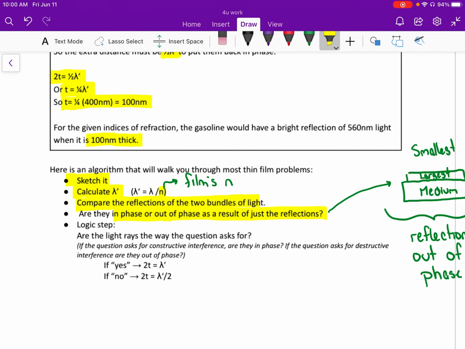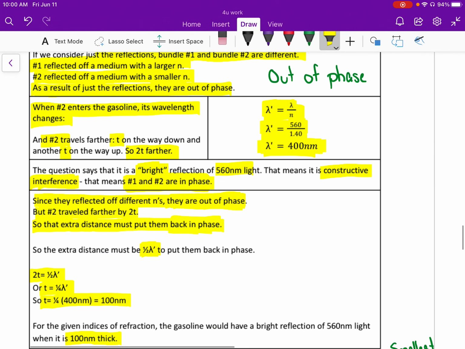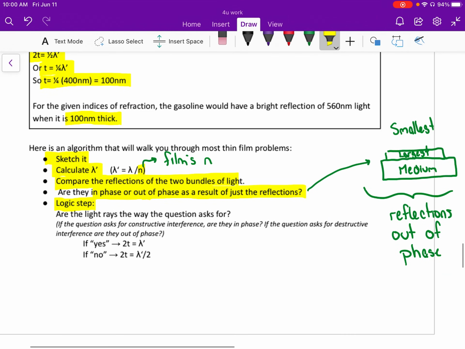The last step in our algorithm, I'm calling it a logic step: are the light rays the way the question asked for? So after you look at the reflecting, are the light rays the way the question asked for? In the example we just did, the light rays were out of phase, but the question was talking about bright, so it needed them in phase. Since they were out of phase and the question wanted them in phase, the answer to our little logic question is no. That means that the extra distance, which is always 2t, must be half a wavelength.